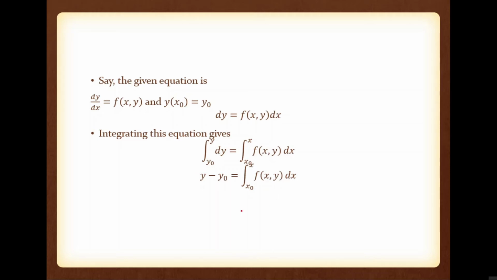Okay, so now we can write y is equal to y0 plus the integration of f of x comma y dx from x0 to x. Y is equal to y0 plus integral x0 to x f of x comma y dx. Please note, this is the final thing that we derived, shown in the previous slide, that is y equal to y0 plus integral x0 to x f of x comma y dx.